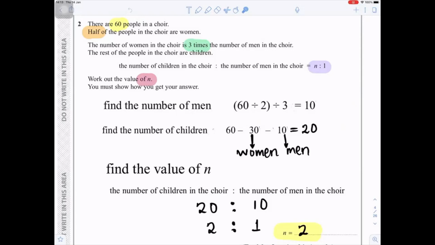Now we want to find the value for n. We use that ratio. The number of children in the choir is 20, to the number of men in the choir, which is 10. We simplify. Divide by 10 on both sides. 20 divided by 10 is 2, and 10 divided by 10 is 1. So the ratio is 2 to 1. So that means the number of children in the choir to the number of men is 2 to 1. So n is 2.